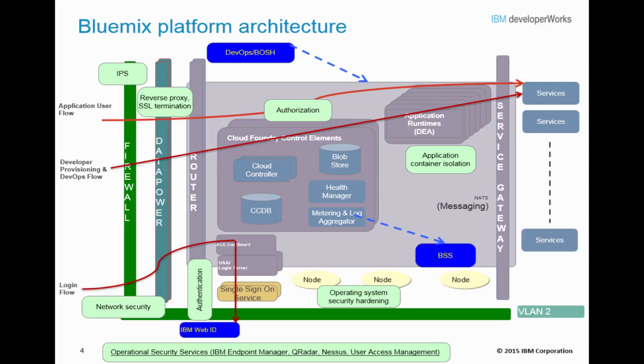Similarly, while provisioning a service instance on the cloud and executing DevOps on an application running in the cloud, the request goes through the firewall and the Data Power appliance to the router. The router then routes the request through the Cloud Foundry control elements, through the Droplet execution agent, and through the service gateway to the service instance on the cloud. So let us walk through the Cloud Foundry control elements.